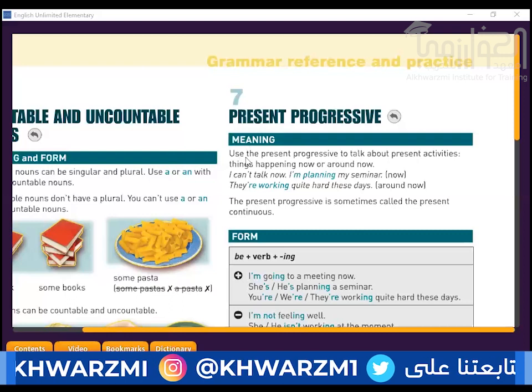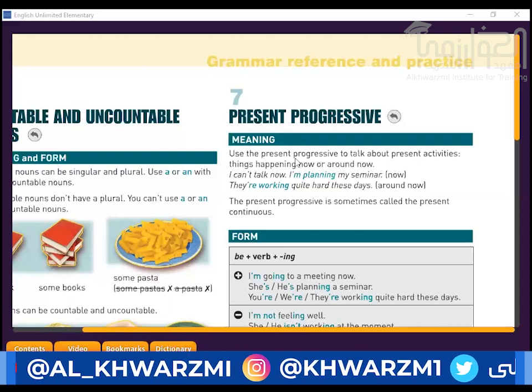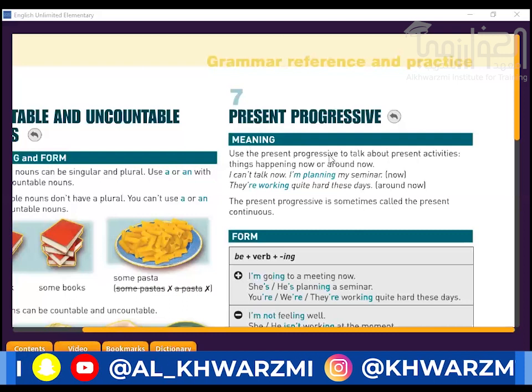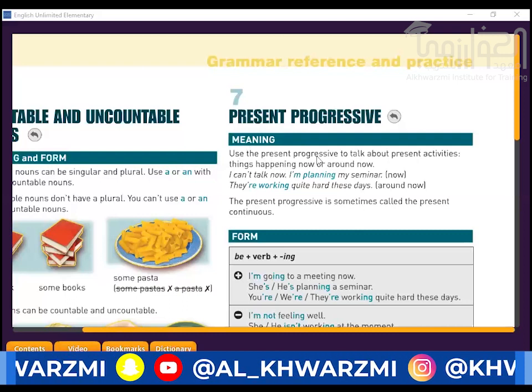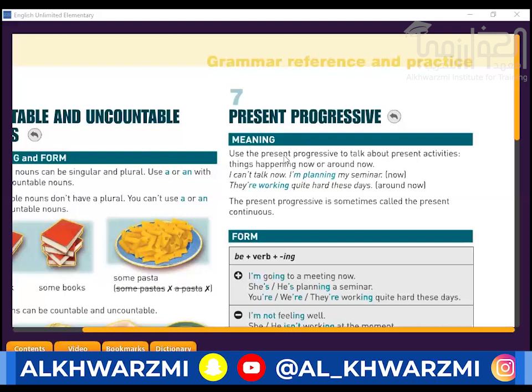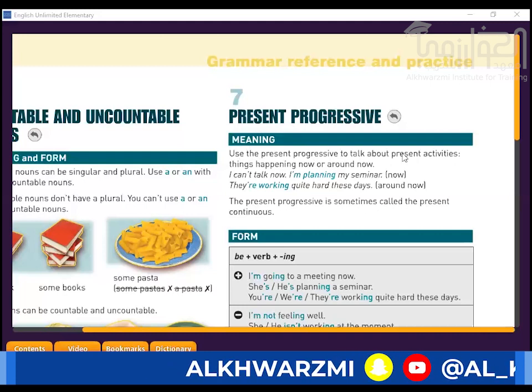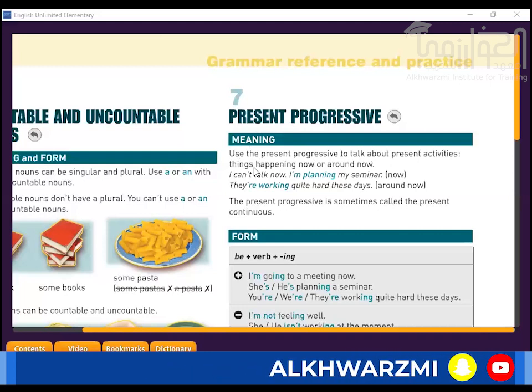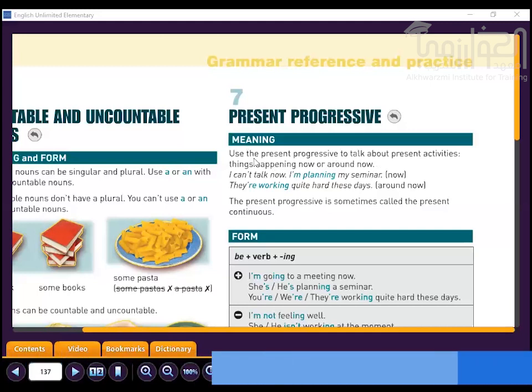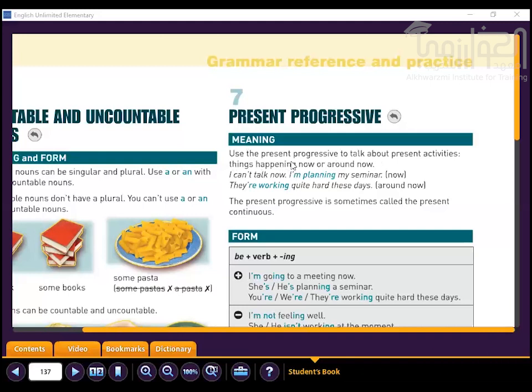How do we use the present continuous? We use the present continuous or the present progressive, mudari mustamar, continuous or progressive, they are all the same. We use the present continuous or the present progressive to talk about present activities, things happening now or around now. So we use them to talk about nashatat hadar or nashatat al-an or ashya yahdath al-an or hawla al-an. So let's look at some examples here.